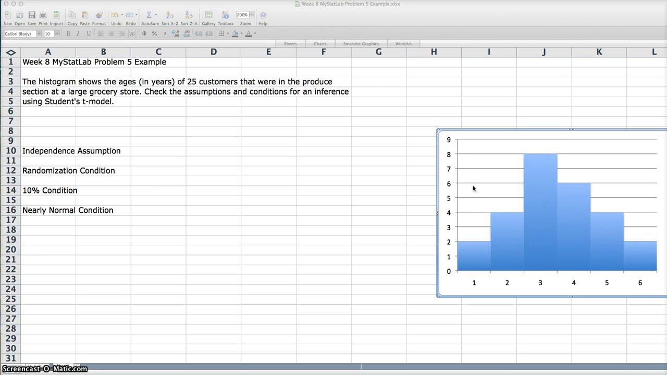So there we have it. That's all there is for this problem. Not much to it. We've checked all four of our assumptions and conditions using our histogram and the information given to us. So there you have it.